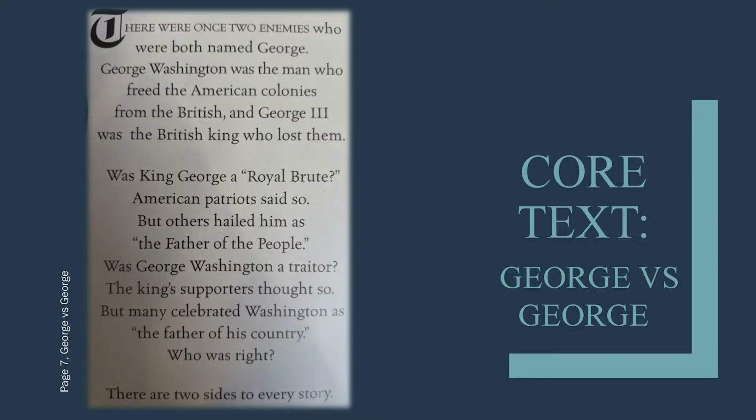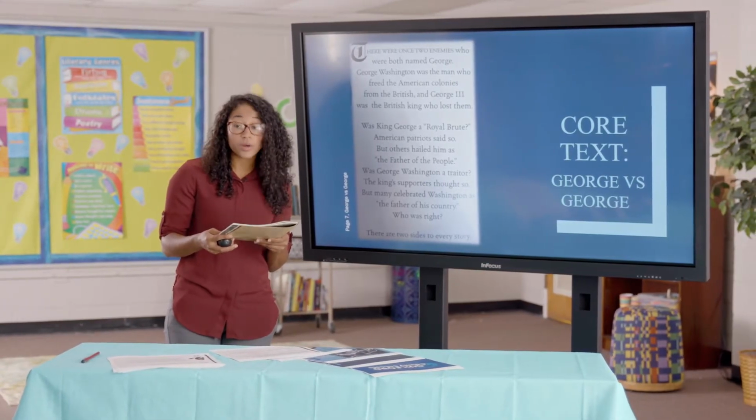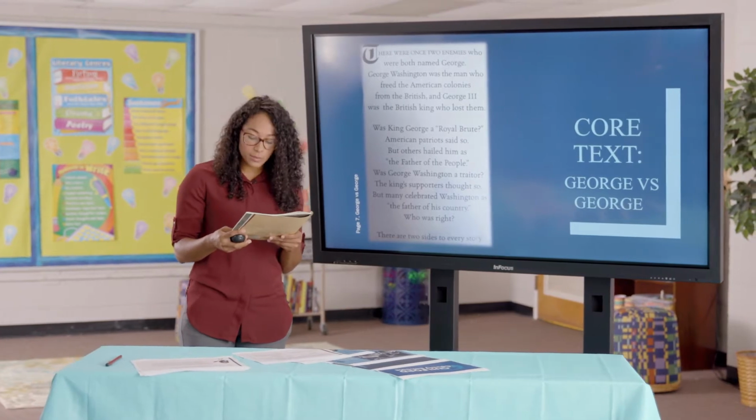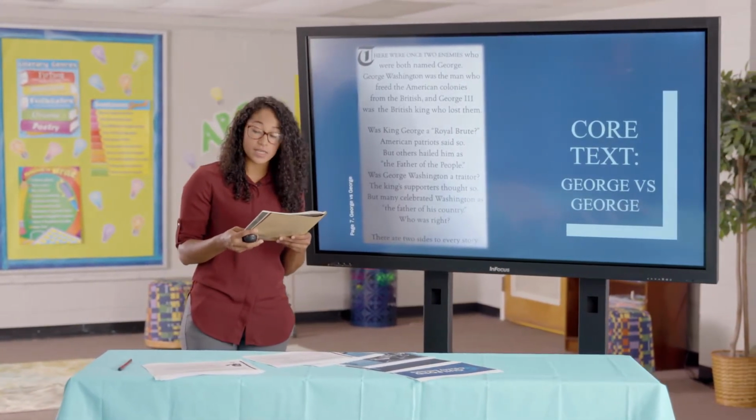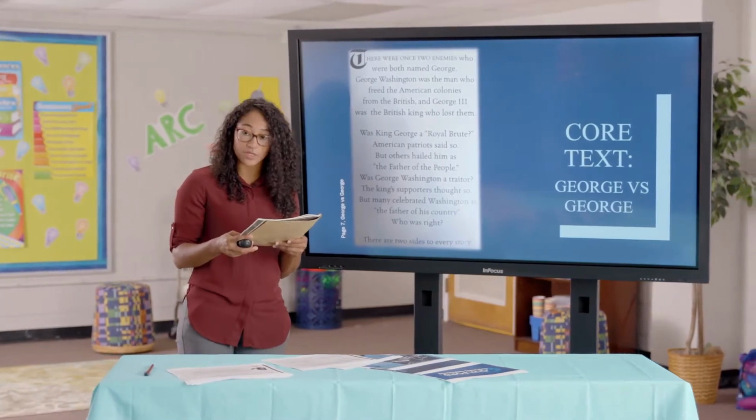There were once two enemies who were both named George. George Washington was the man who freed the American colonies from the British, and George III was the British king who lost them. Was King George a royal brute? American patriots said so, but others hailed him as the father of the people. Was George Washington a traitor? The king's supporters thought so, but many celebrated Washington as the father of his country. Who is right? There are two sides to every story.